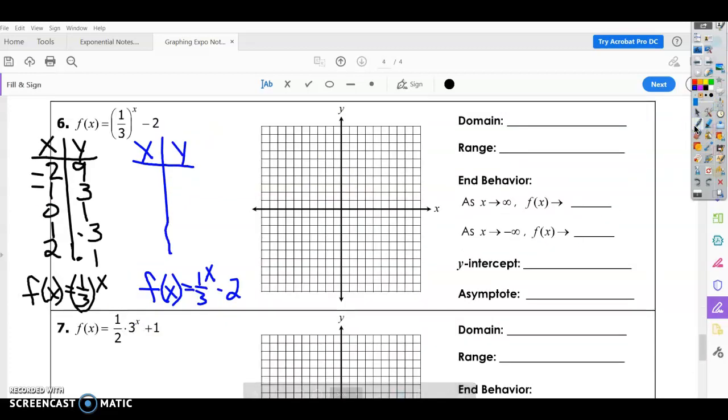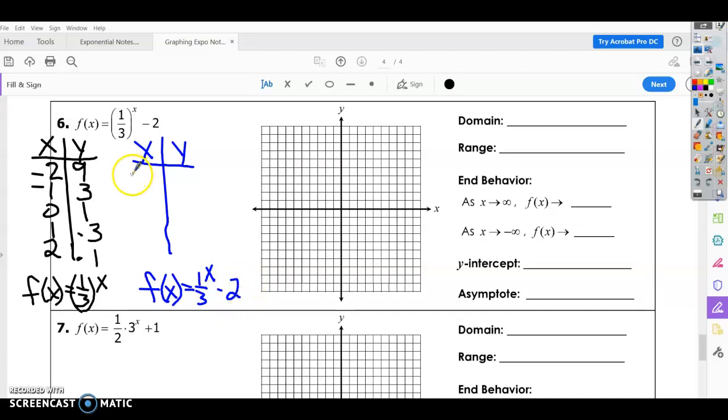Okay, we're going to look at another example. If you look at the parent function again, f of x equals 1/3 to the x power. That's the table that I have right here. Again, I just plugged in my x's and used my properties of exponents to simplify. For f of x equals 1/3 to the x minus 2, that means it's going to be a vertical shift down. That means my y values are going to change this time.